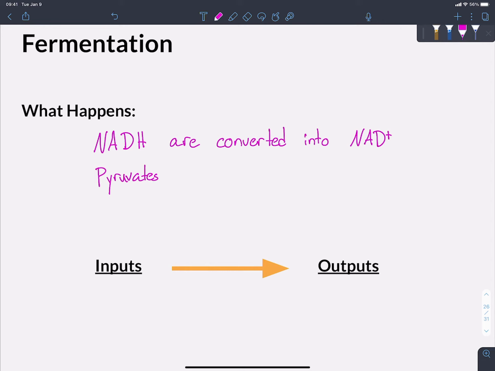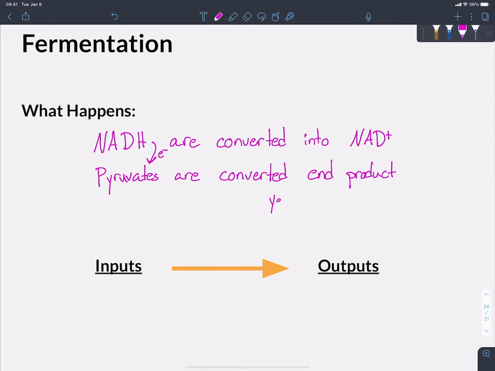In that process, we're going to take electrons from the NADHs and put them into our pyruvates. And our pyruvates will then be converted into some sort of end-stage molecule. Different organisms on the planet do different things, and they convert their pyruvates into different end products. I'll just focus on two of them for the purpose of our discussion, but there's hundreds of different possible end products that different organisms convert their pyruvates into.